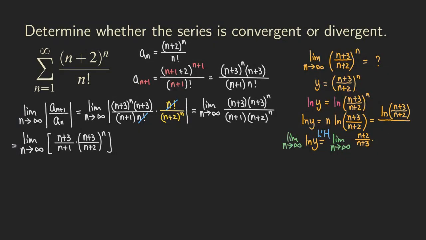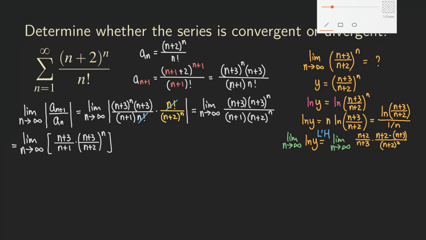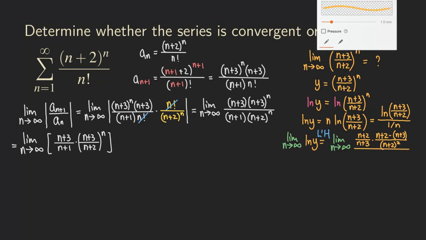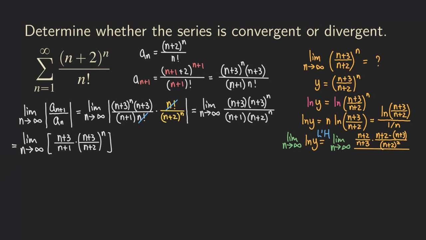No, I think I need more space for that. So let me write my 1 over n like this. And then I'm going to get a longer fraction right here, which is (n plus 2) minus (n plus 3) all over (n plus 2) squared. And then all that is over negative 1 over n squared.